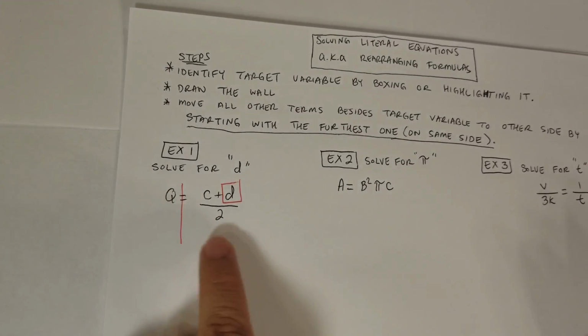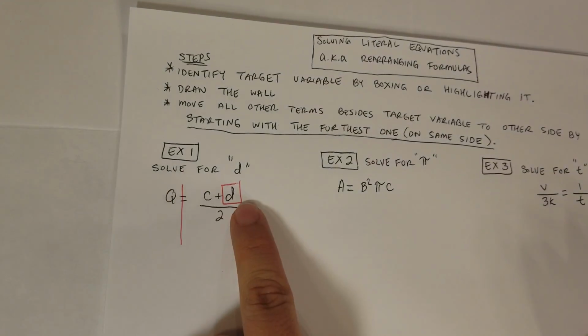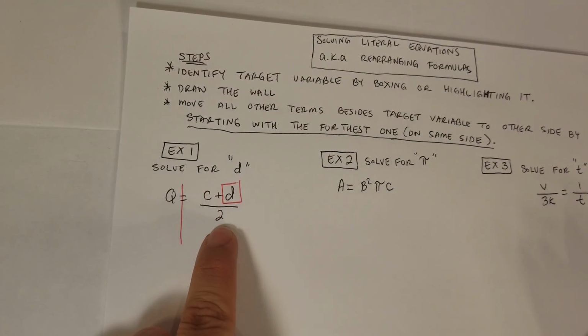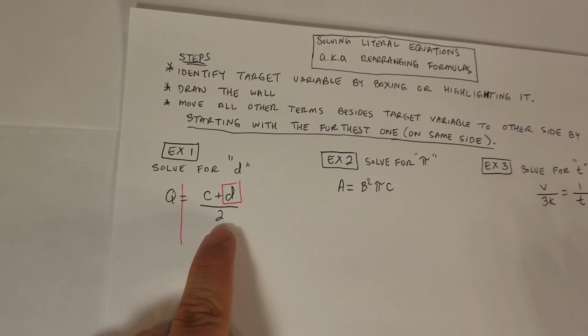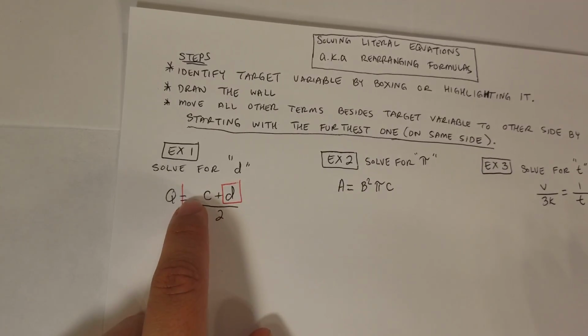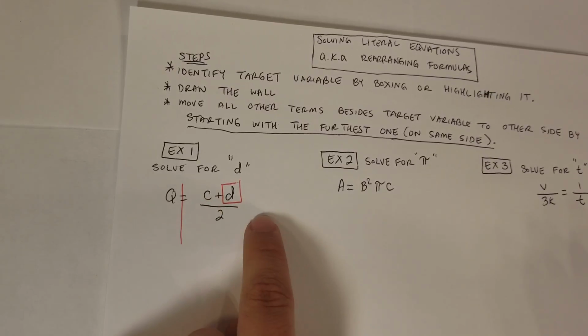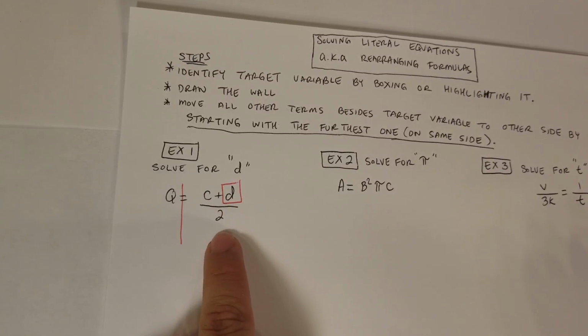So we want to move everything to the other side except for d. I want to get rid of the c and I want to get rid of the 2. The question is, which one is furthest away? If you said c, that would be incorrect because there's actually a wall that's separating the c and the d from the 2. So the 2 is actually furthest away because there is a wall separating it from the d. It's not even on the same side.